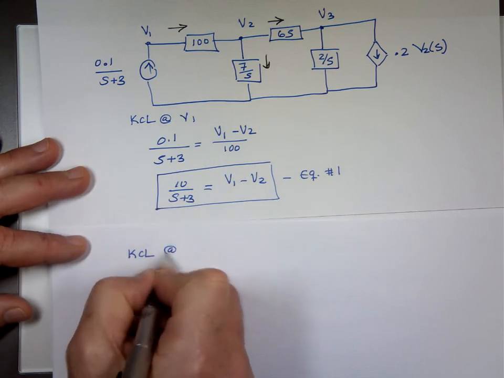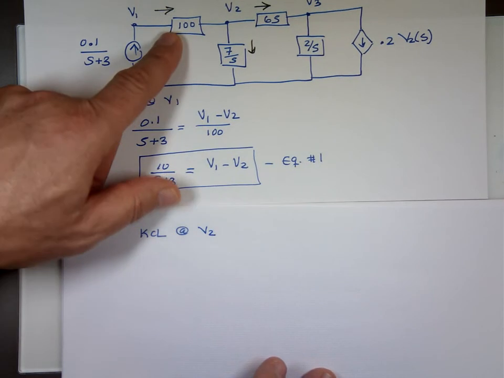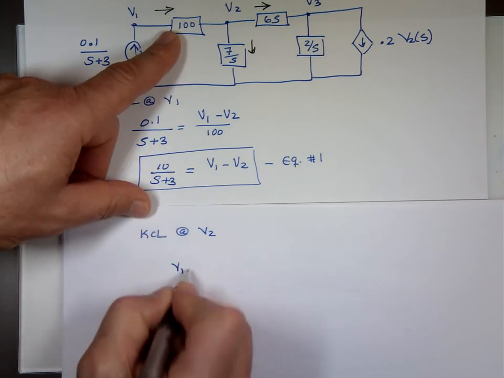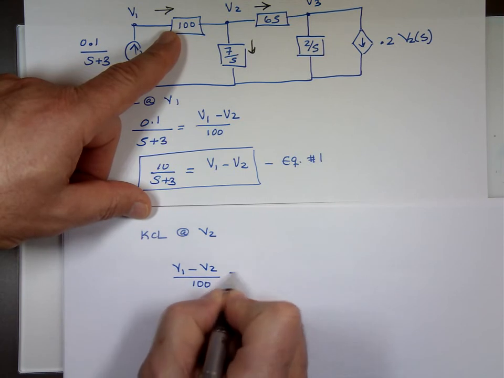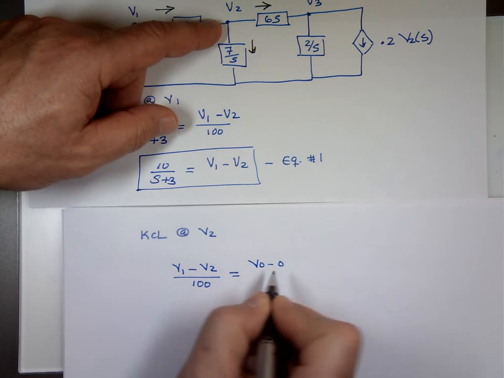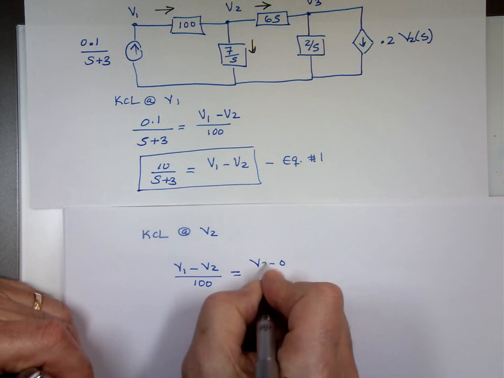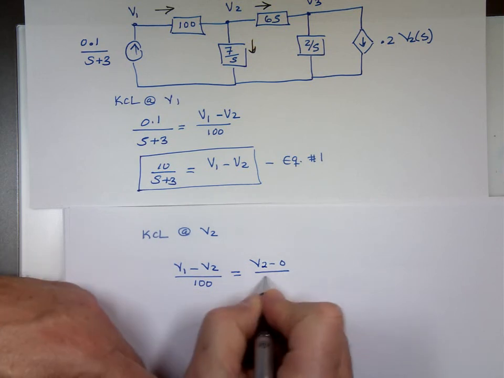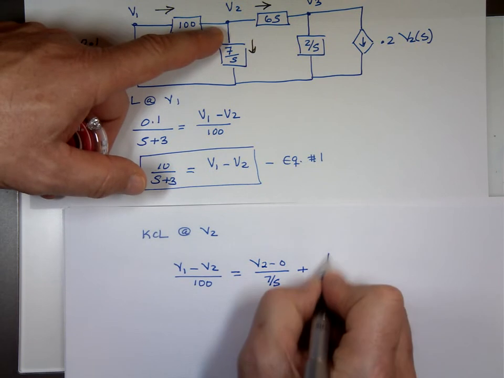What is going into that? That's this current, which is V1 minus V2 over 100, equals the current leaving: V2 minus 0. V2, not V out. There's no V out. V2 minus 0 over what? 7 over S, plus V2 minus V3 over 6S.